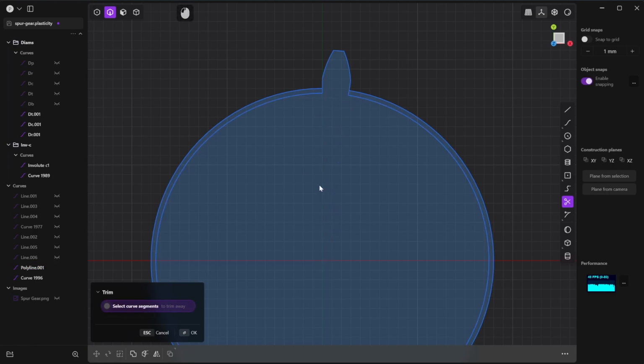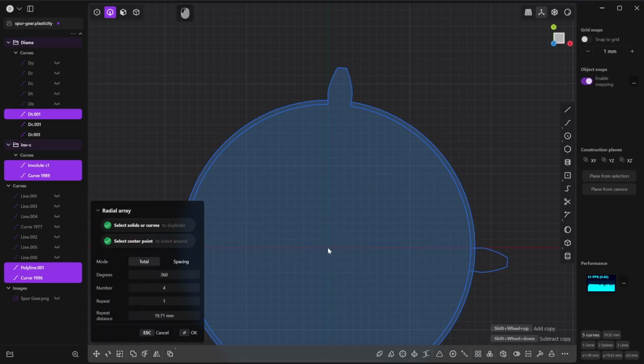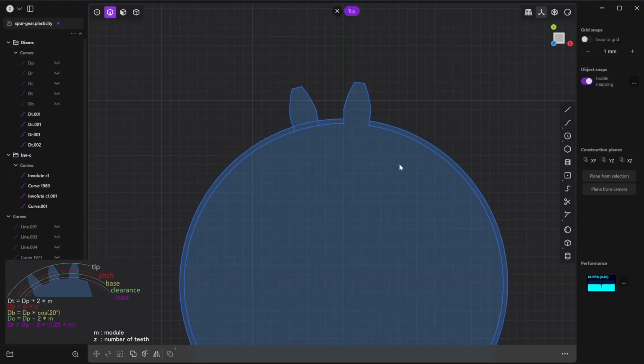I don't need this anymore. And I'm going to use the radial array to put the second tooth on the circle. So let's set it to 360 divided by 20, which is the number of teeth, and here we go, we have the second one. Okay, I'll continue trimming from here.